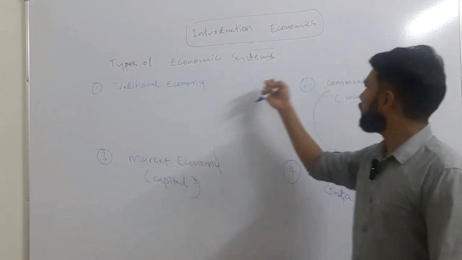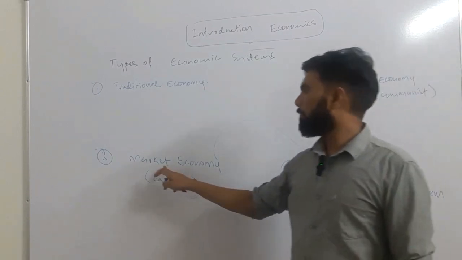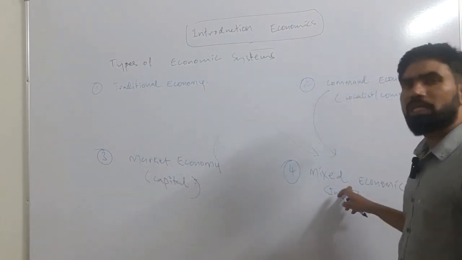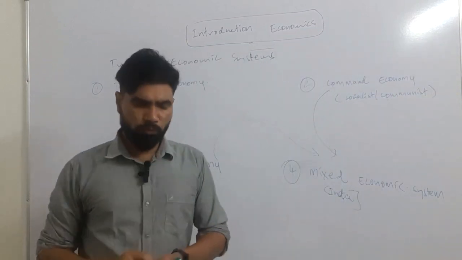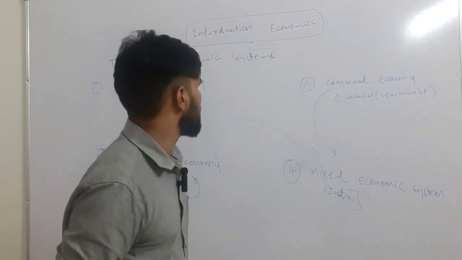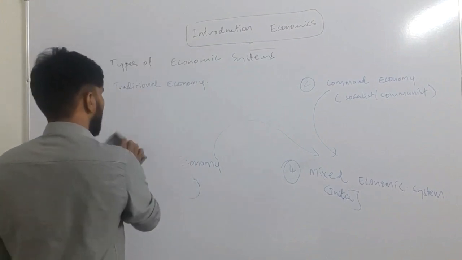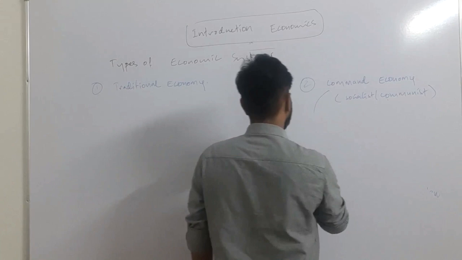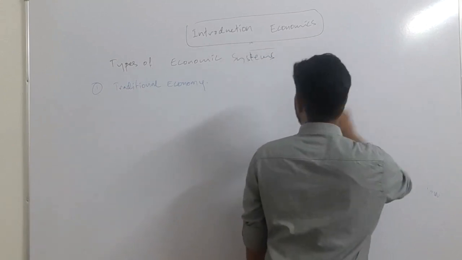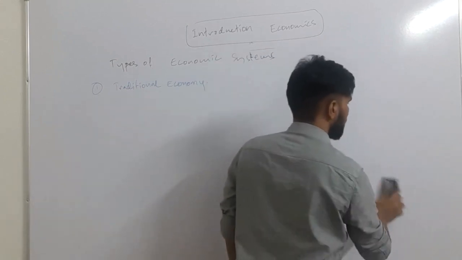Traditional economy, command economy, market economy, and mixed economy, or mixed economic model. These are the four models of economic systems. We will try and understand each of them in some detail.